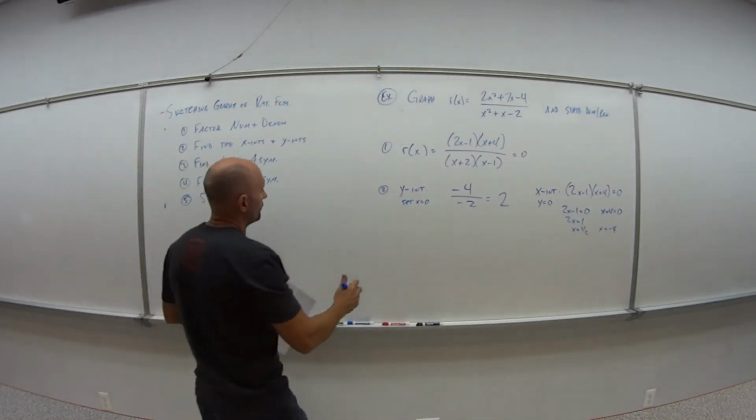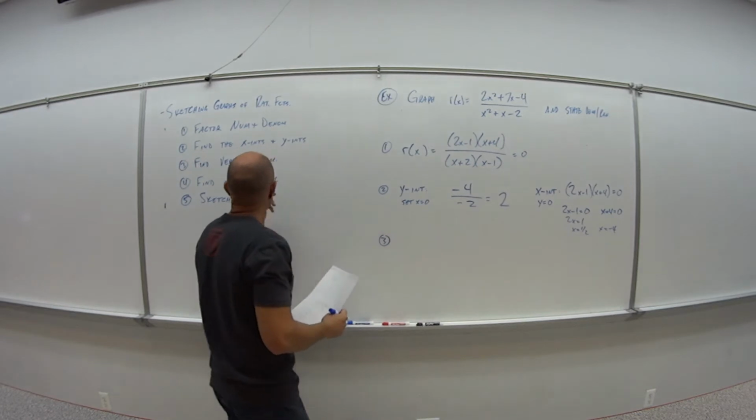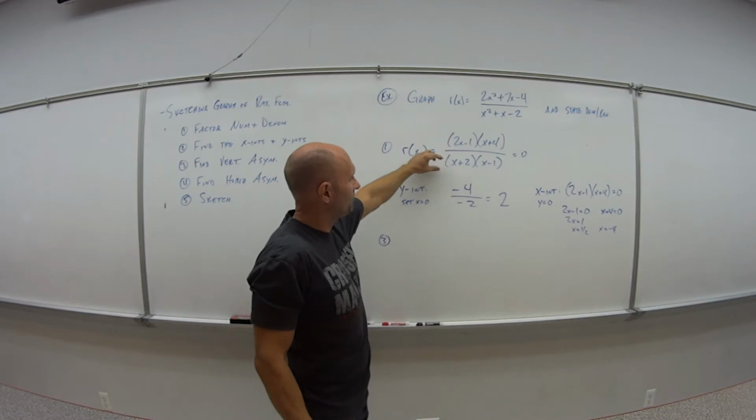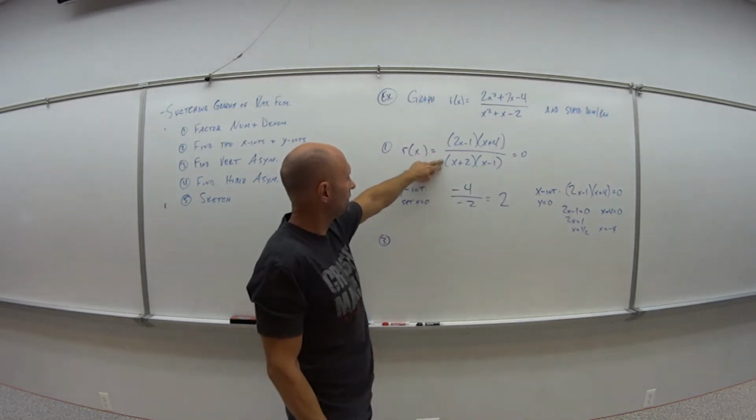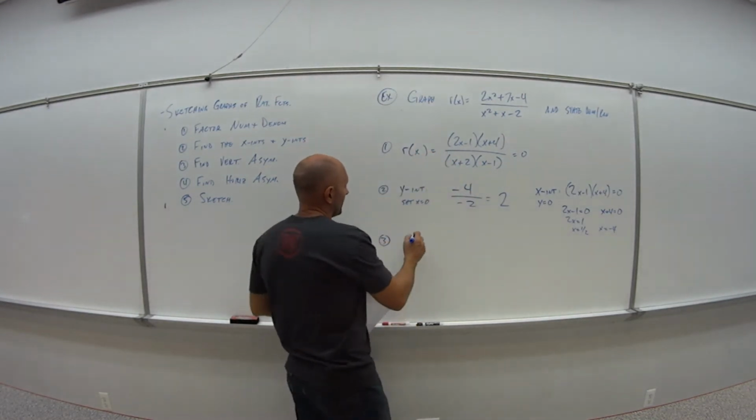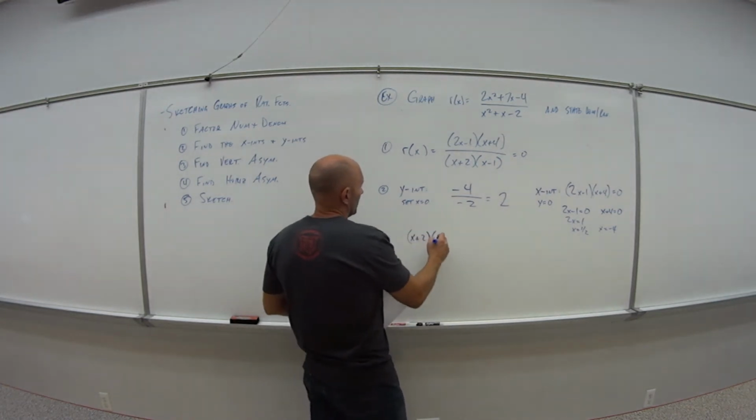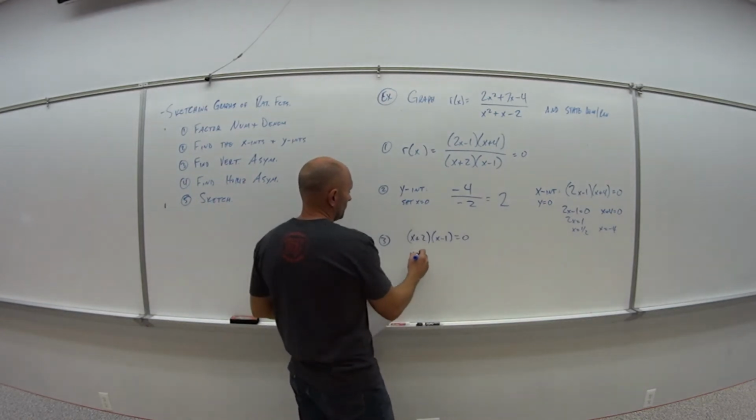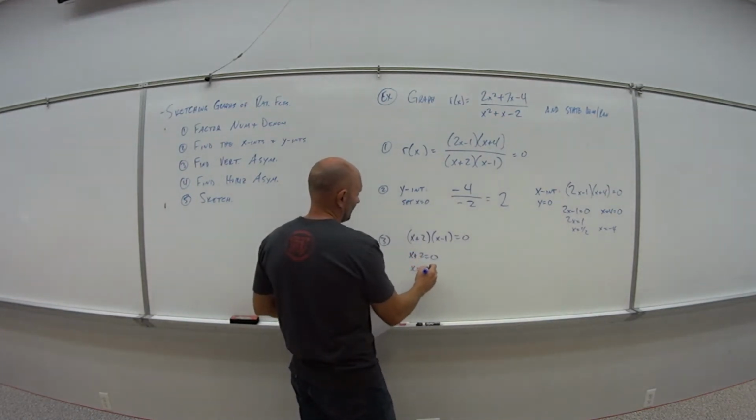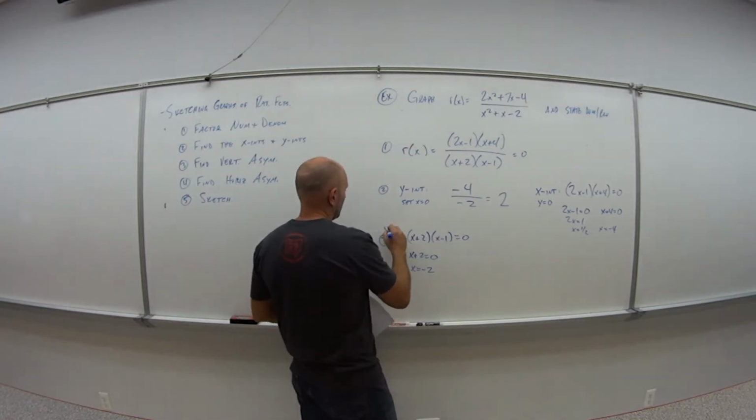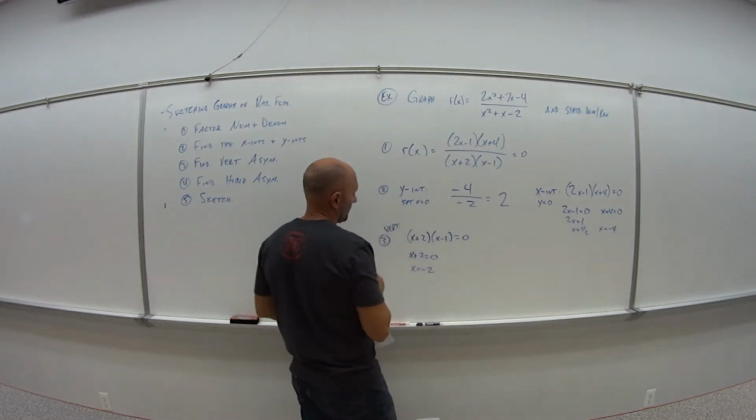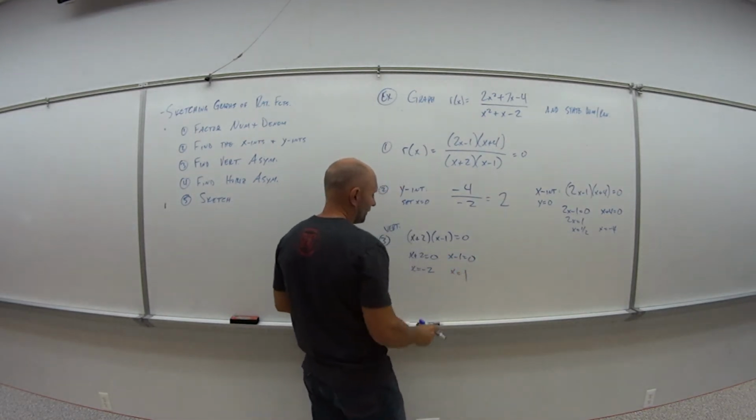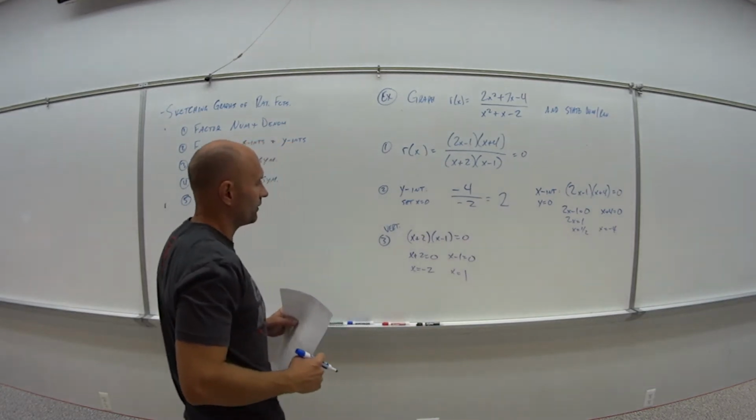Step 3, our vertical asymptotes. Vertical asymptotes are when the denominator is 0, and that's why we factored this, to make these steps a little easier. So when the denominator is 0, I have x plus 2 times x minus 1 is 0. Again, use the zero property rule. So x plus 2 is 0, x is negative 2. So these are our vertical asymptotes. And then x minus 1 is 0, so x equals positive 1. So I have two vertical asymptotes here.